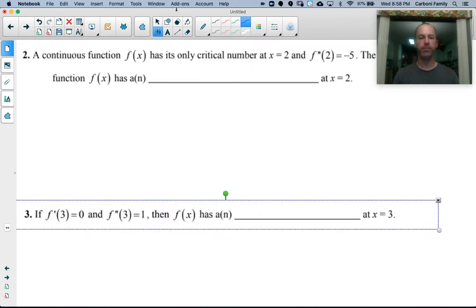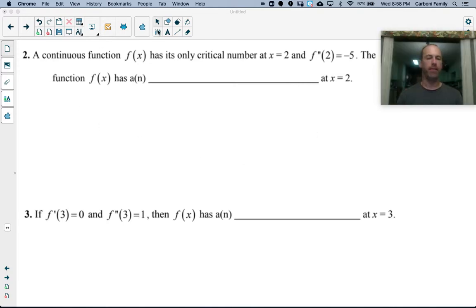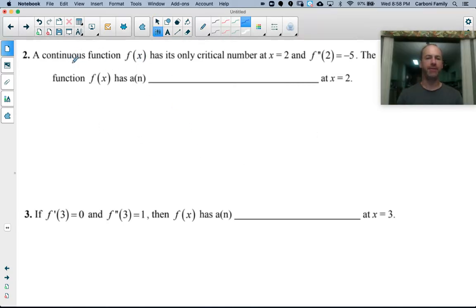Number 2, my head's blocking the problem. Not really. Okay. Let's see. F is continuous, has its only critical number at 2, and f double prime of 2 is negative, which means the function is concave down. So we have a critical number at 2, and my function is concave down at 2. The only way that could happen, concave down at a critical number, is if you have a maximum.